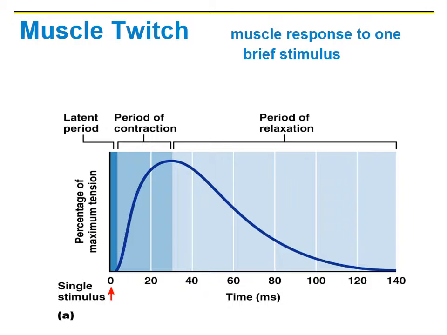Now, the speed at which we break the cross bridges with ATP catches up, and the filaments slide back to the original position as calcium gets pumped back into the sarcoplasmic reticulum. This period of time when the tension is released is called the period of relaxation.